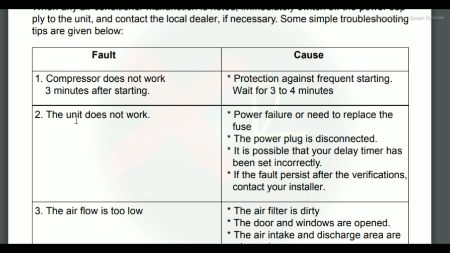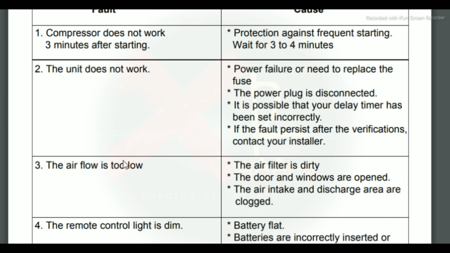Then the next one is the unit does not work. The cause is a power failure or the need to replace the fuse. You can replace the fuse, but also check whether the power plug may be disconnected. It is also possible that you set the timer on your remote control. So check the remote control setting, and if the fault persists after the verifications, contact your installer.